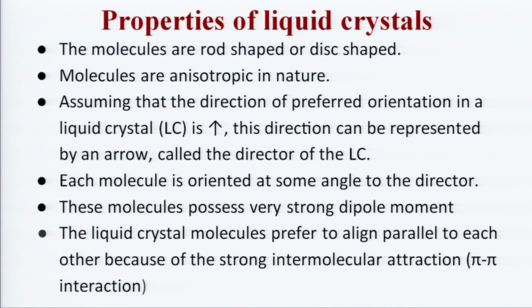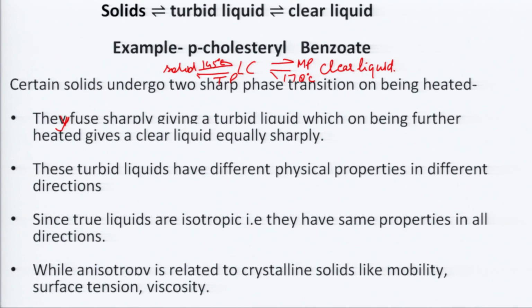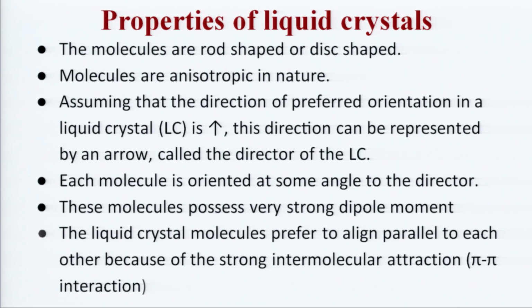So, therefore, the intermediate state of matter, which is the mesomorphic state of matter, which has partial crystalline solid properties and partial liquid like properties, is termed as the liquid crystal state of matter. Now, let us have a look at the properties of liquid crystals. What are the properties of liquid crystals?